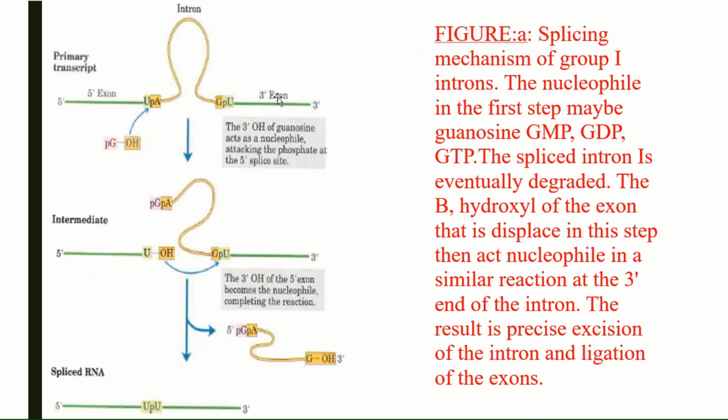In this figure, we see the group 1 intron splicing mechanism. The nucleophile in the first step may be guanosine, guanosine monophosphate, guanosine diphosphate, or guanosine triphosphate. The spliced intron is eventually degraded. This is the spliced intron. The 3' hydroxyl of the exon that is displaced in this step then acts as a nucleophile in a similar reaction at the 3' end of the intron.